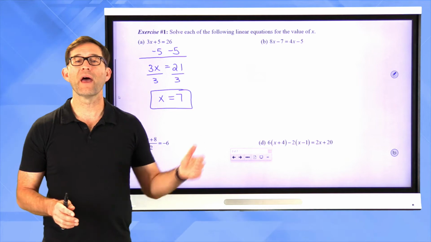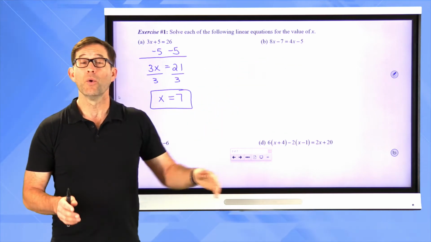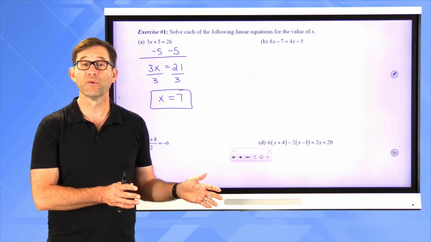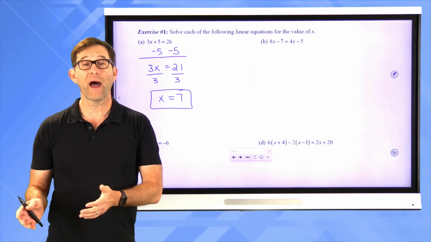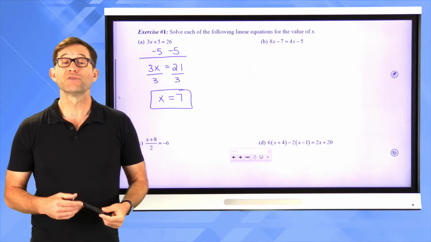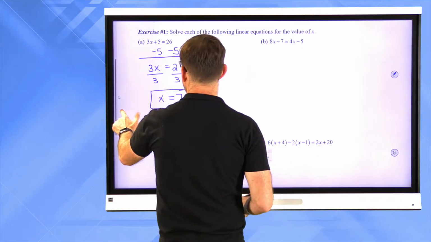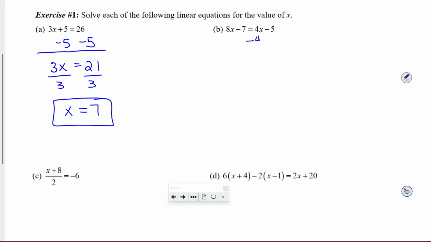So generally, when we have variables on both sides of an equation, we try to move all the quantities with variables to one side and all of them without variables to the other side. So in this situation, I'm first going to subtract 4x from both sides. That's going to give me 4x minus 7 on this side is equal to negative 5 on that side. And now I'm really back to a situation like in letter A, a two-step equation.